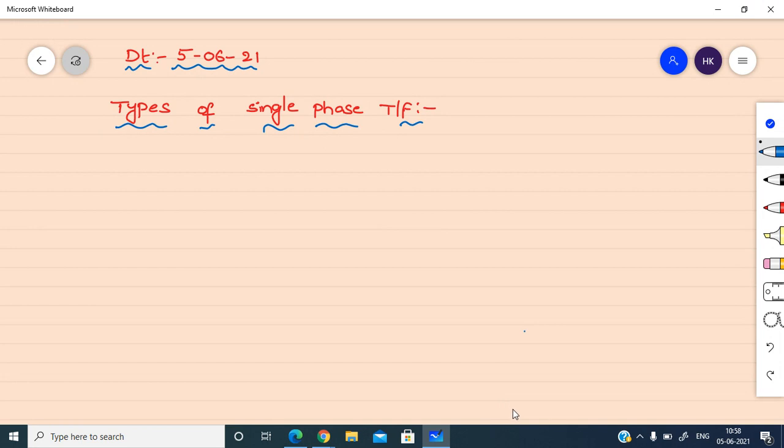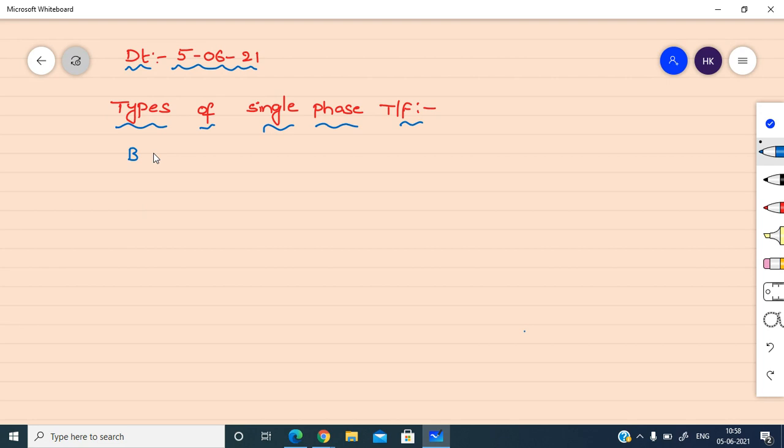So based on the construction of the single phase transformer, these are divided into two types. I am repeating once again, based on construction only we are dividing the transformer, and that's only we are discussing in this unit. But apart from this, so many other types of transformers are there.